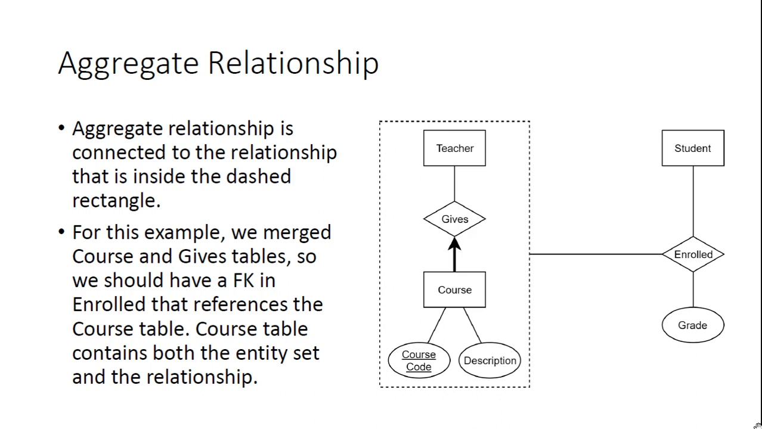So we would like to connect our aggregate relationship to a different relationship inside the dashed rectangle. For this example, remember we merged the course and gives tables, right? Because of that, we need to connect it to the table that includes the gives relationship.